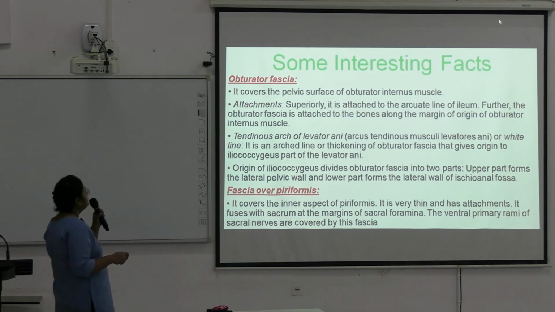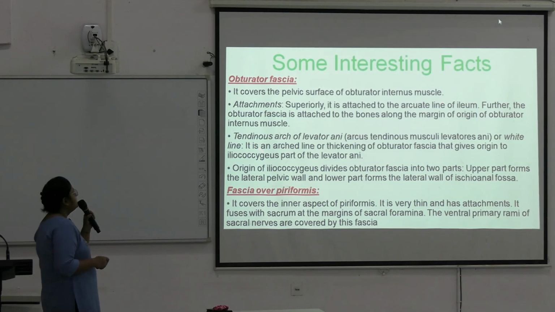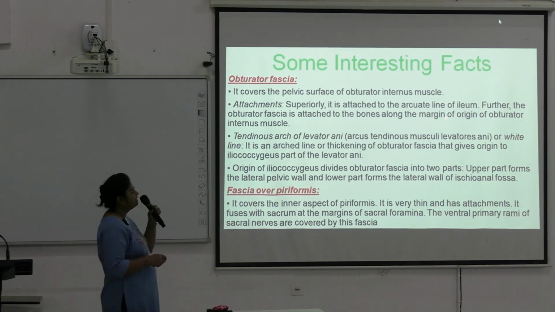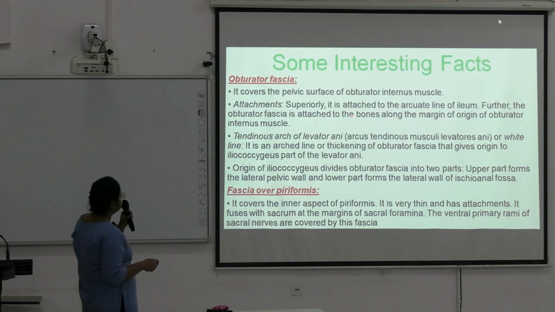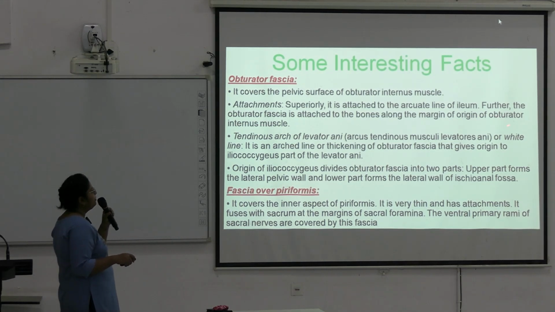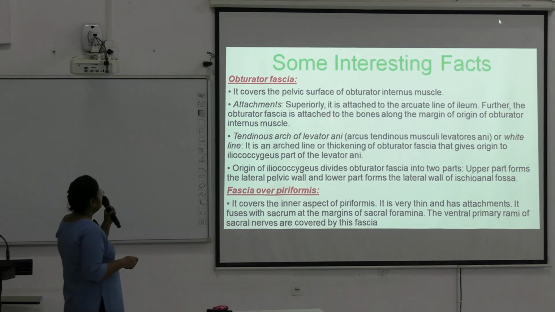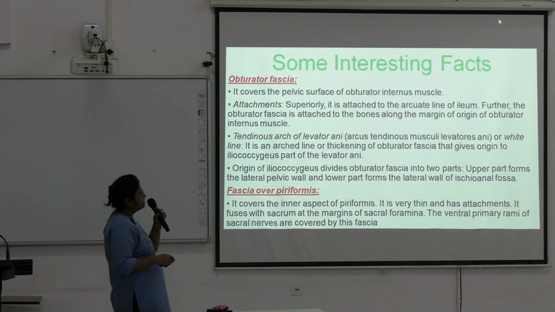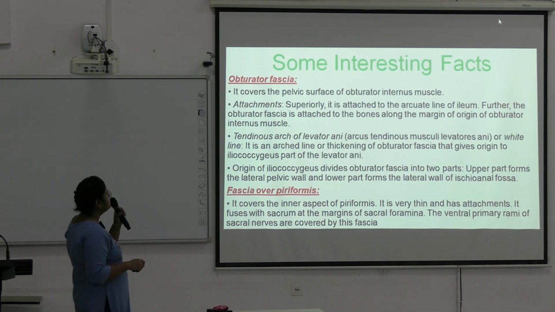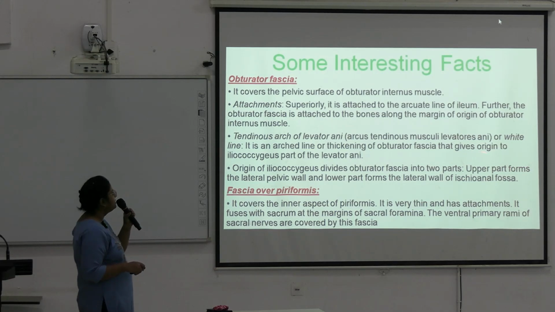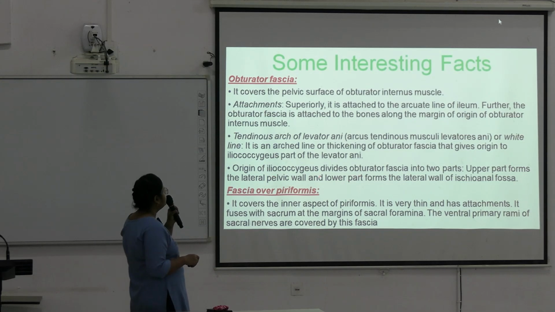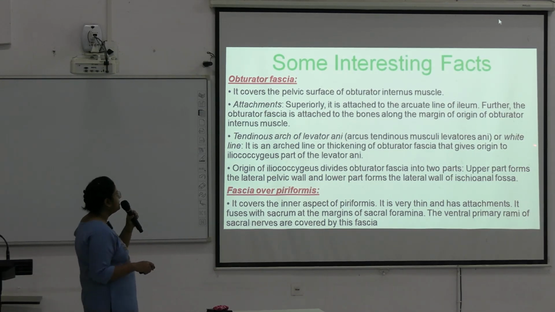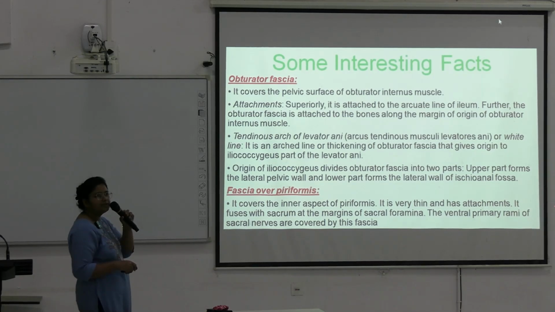Next, the obturator fascia covers the pelvic surface of the obturator internus muscle. Attachments: superiorly it is attached to the arcuate line of the ilium. Further, the obturator fascia is attached to the bones along the margin of origin of the obturator internus muscle. Tendinous arch of Levator Ani, also known as arcus tendineus musculi levatoris ani or white line, is an arched line or thickening of the obturator fascia, and that gives origin to the iliococcygeus part of Levator Ani. The origin of iliococcygeus divides the obturator fascia into two parts. The upper part forms the lateral pelvic wall, the lower part forms the lateral wall of the ischiorectal fossa.